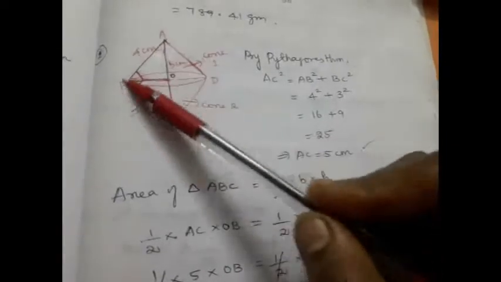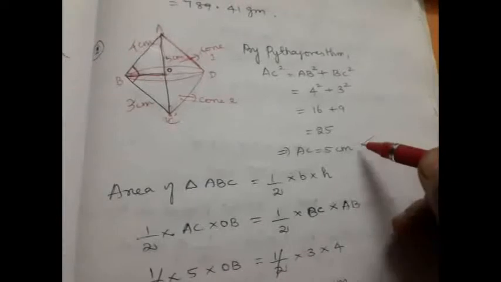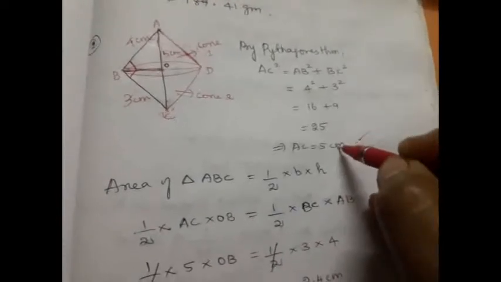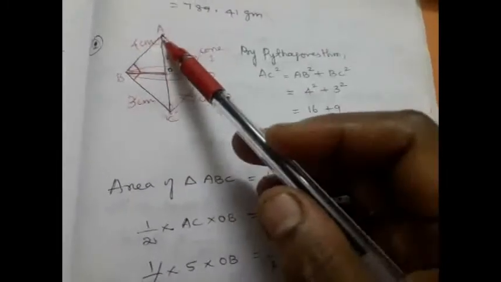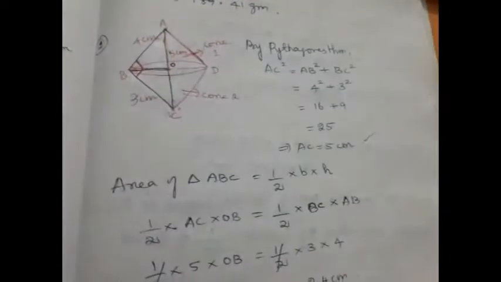Since it is a right triangle, we know AC square is going to be AB square plus BC square. If we substitute, we can find AC is 5 centimeter. Now in order to find OB, we are going to use the area of the triangle formula. That's what we normally do to find the height, right? We will find the area of the triangle in two ways. Half into base into height is the area of the triangle.